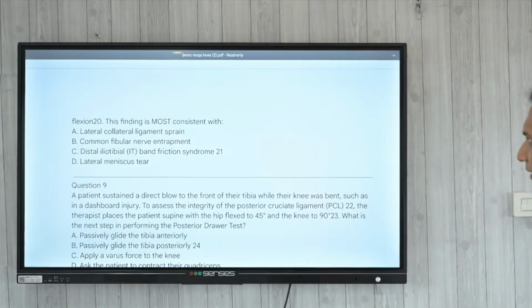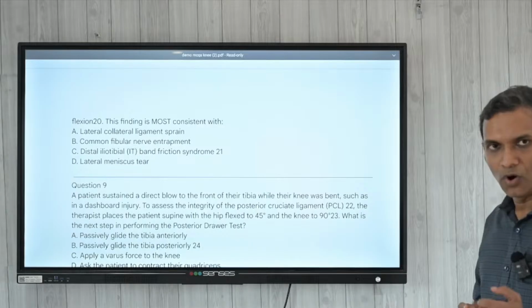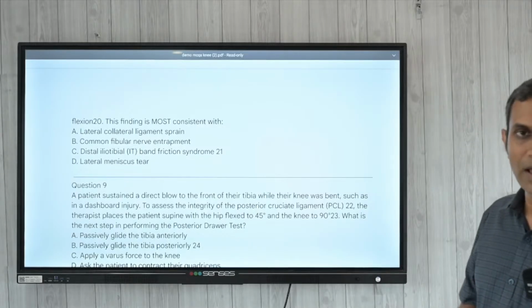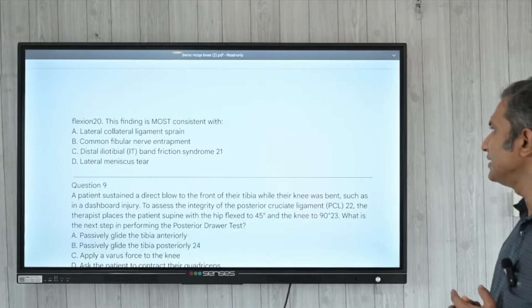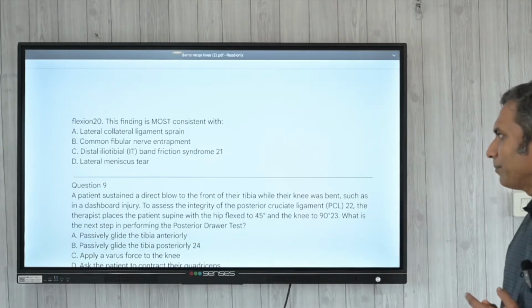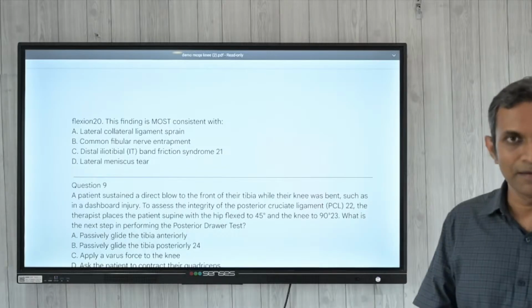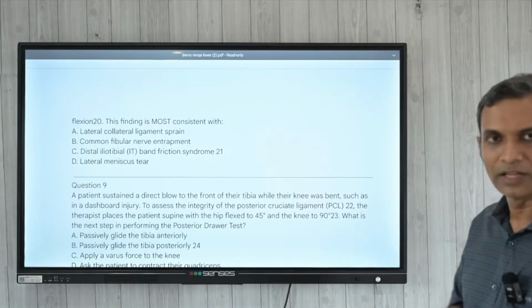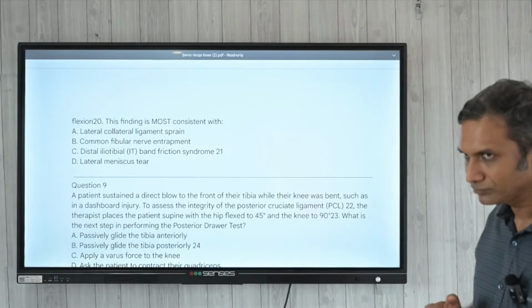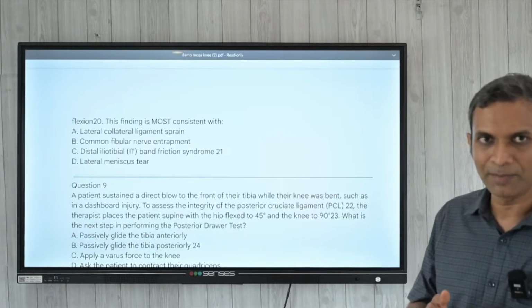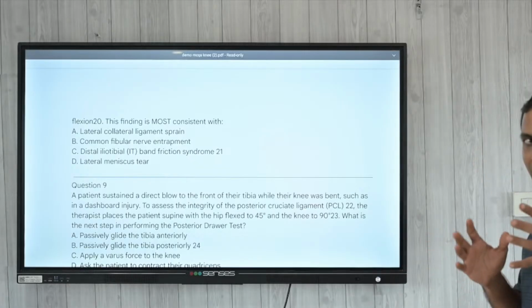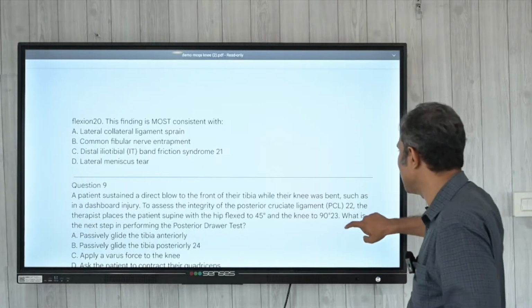option A, lateral collateral ligament sprain, option B, common fibular nerve entrapment, option C, distal IT band friction syndrome, option D, meniscal tear. So the key hint here is that during the initial 20 degree flexion, lateral femoral condyle pressure is applied, and the patient complains of pain. So that's the guiding point towards finding this answer.